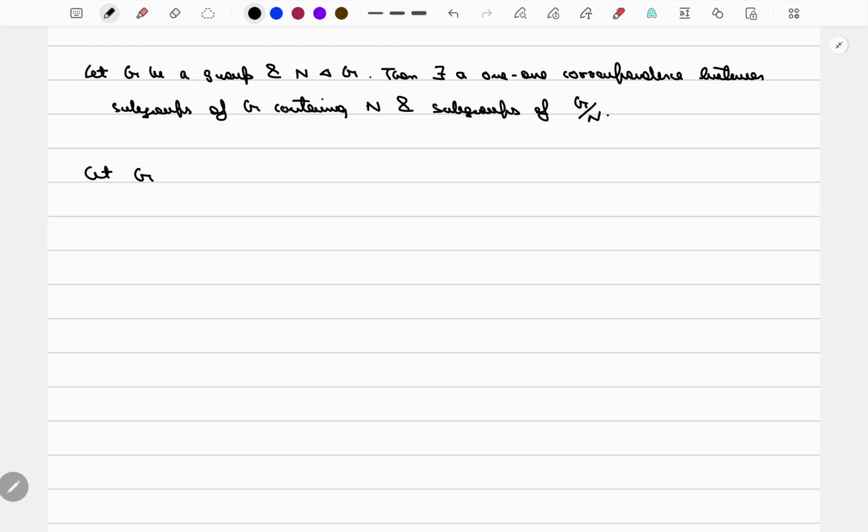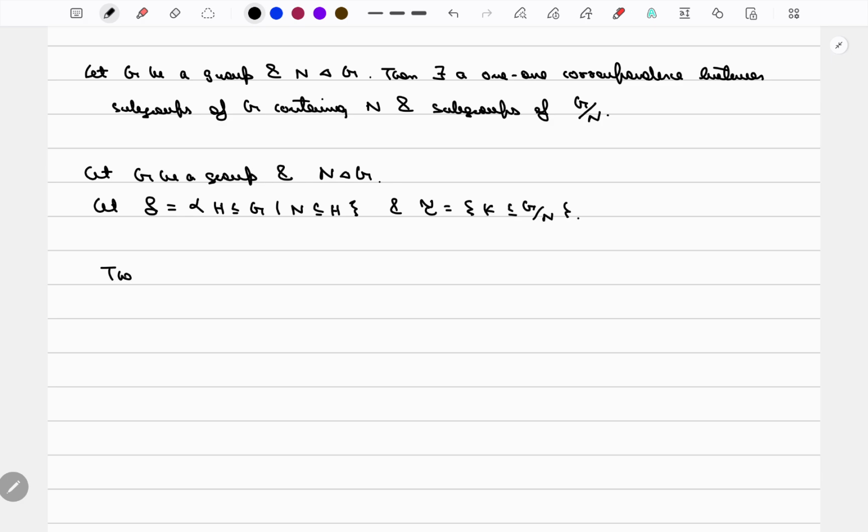So let G be a group and let's say N is a normal subgroup of G. So let us define S to be the collection of elements which are subgroups H of G such that N is contained in H, and let tau be the collection of subgroups of G mod N. Then we have a precise map.